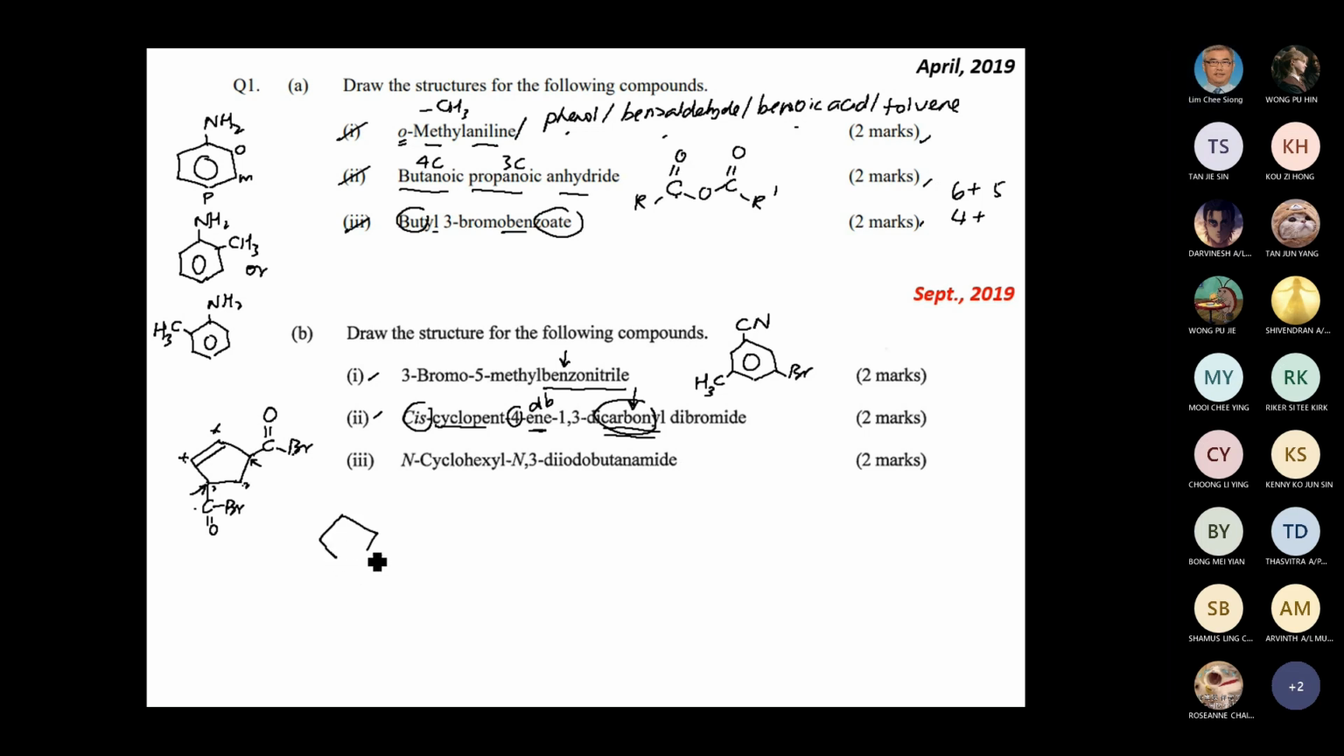Okay, cyclo, pent, double bond. Then I know I should refer to here, and here. The first one refers to CO with the BR. CO with the BR. Then followed by an H here. Okay, so correct, 2 marks.